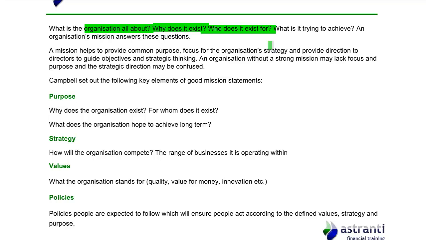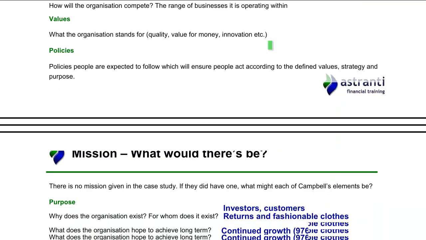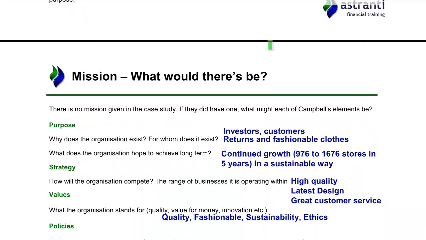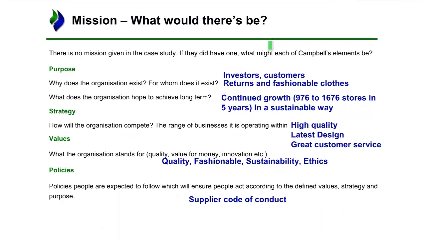And I think what we'll do, we're not given a mission for Rio. So I'll remind you of the model, just in case. It could be useful in the exam if there's something mission related. Okay, so I'll remind you of that model. But what I will do, which is probably more important for us, is to take from the case what we think their mission might be.